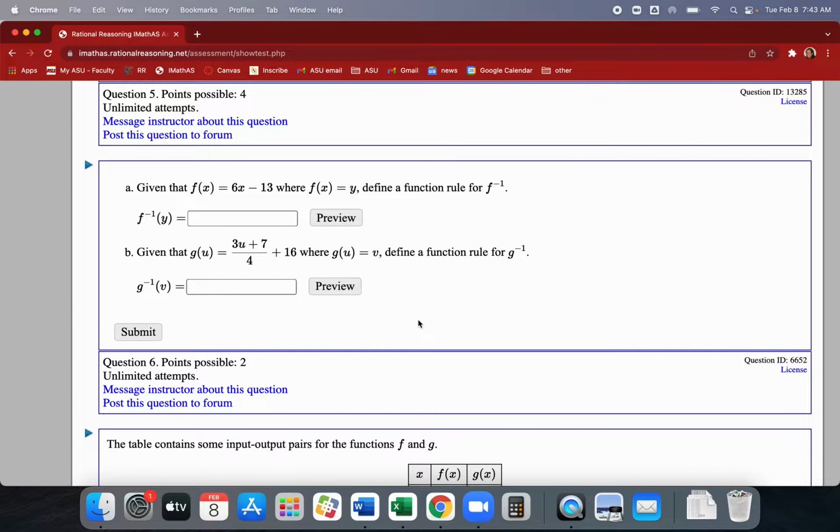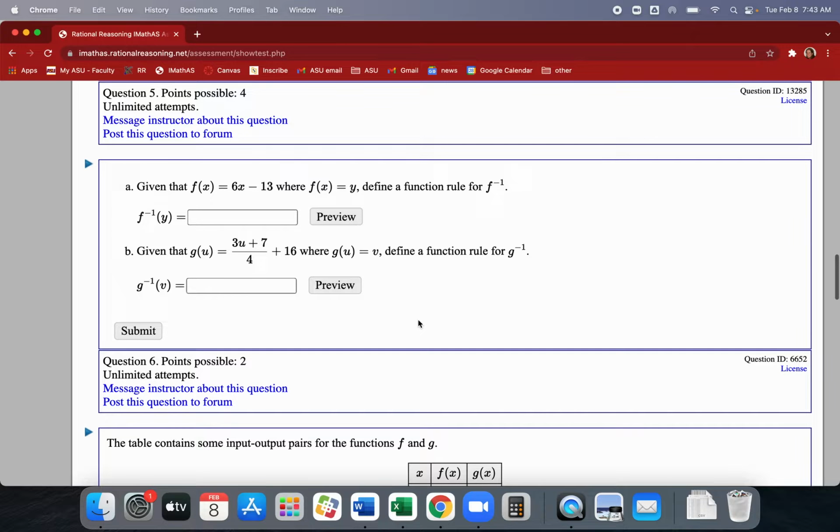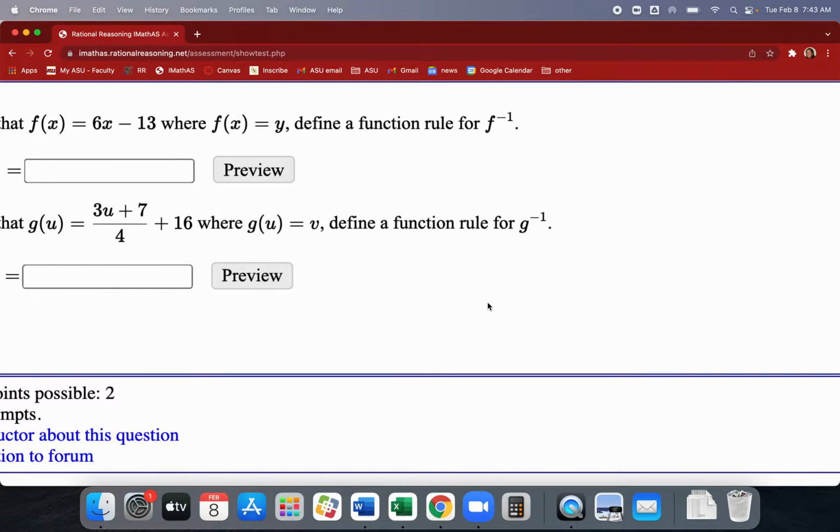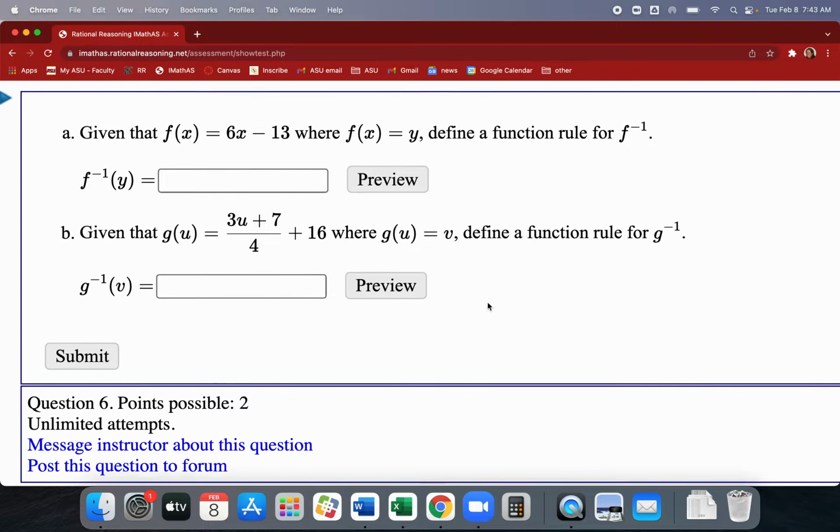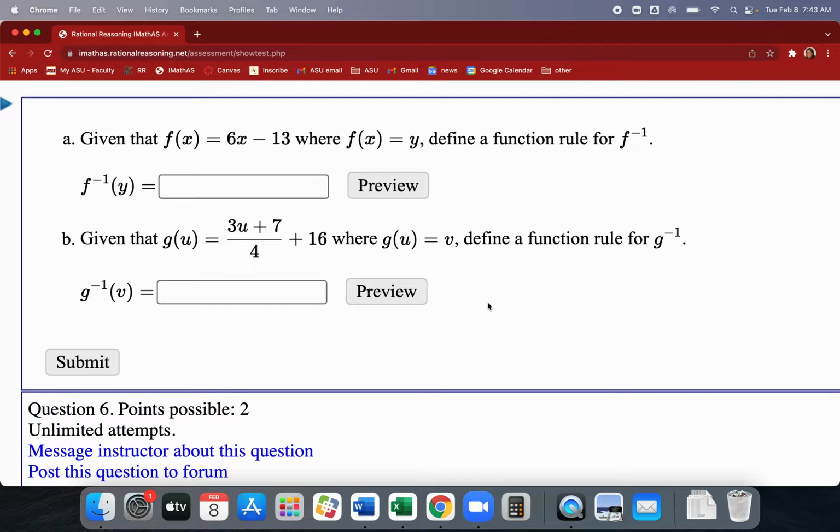So in this question 6, I'm going to make this a little bigger if I can. There we go. A is pretty much similar to the question we just did, level of difficulty wise, the formula type. Take a look at 6b here. Given that g of u equals (3u plus 7) over 4 plus 16, and the output is called v, so it's like the x's are in there, and then it's also equal to y. Find a function rule for g inverse. And it's calling it g inverse of v for the same reason we called the previous problem f inverse of y.